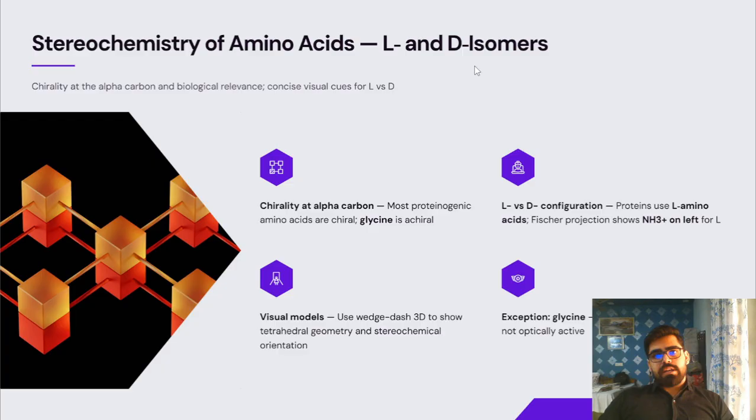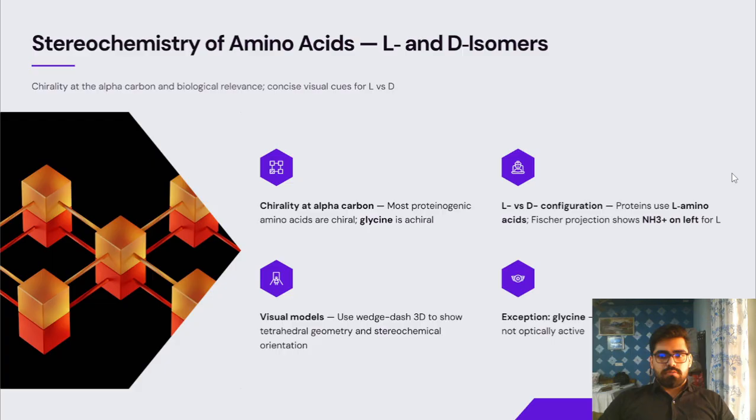Most proteinogenic amino acids are chiral. Glycine is achiral, as I have told you before. L versus D configuration: proteins use L amino acids. The Fischer projection shows NH3 plus on the left, and for better visual models we can use the wedge-dash 3D, as you have learned in your previous semesters. Just remember, glycine is the only exception because it is optically inactive.